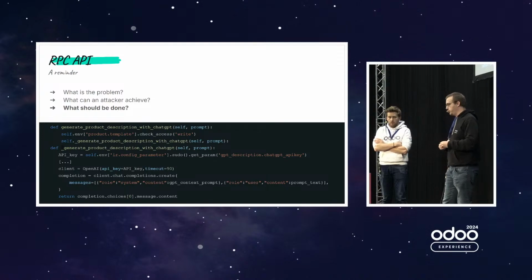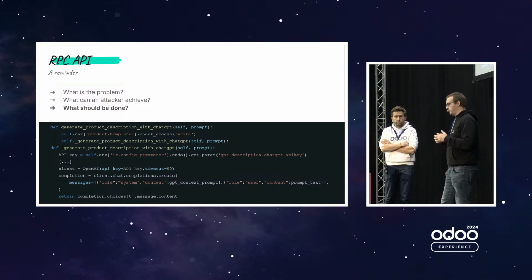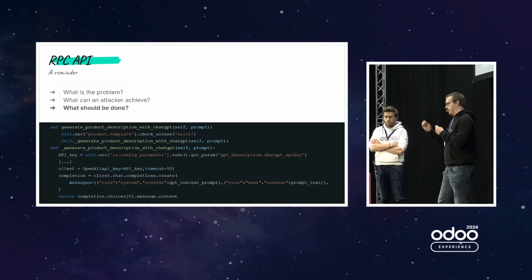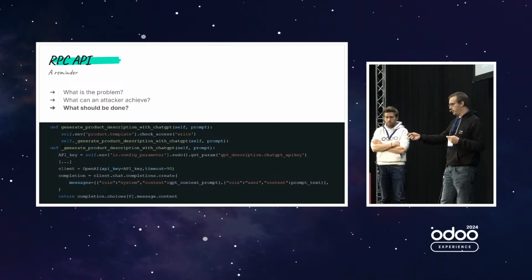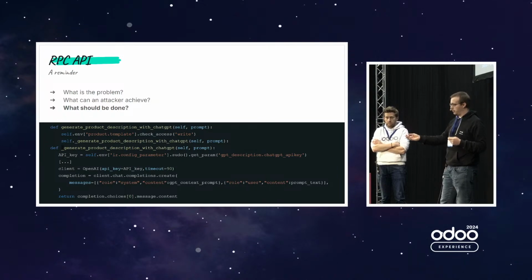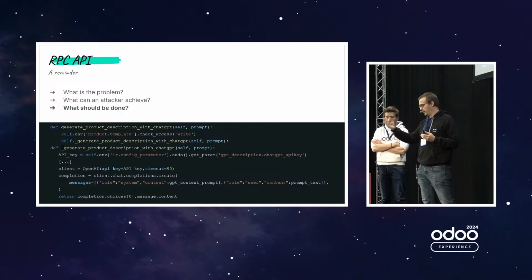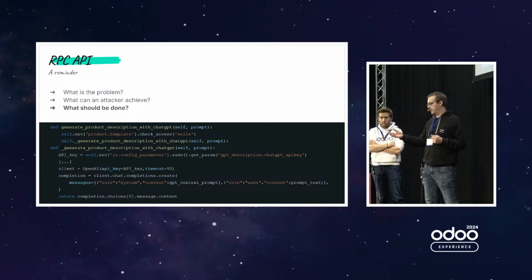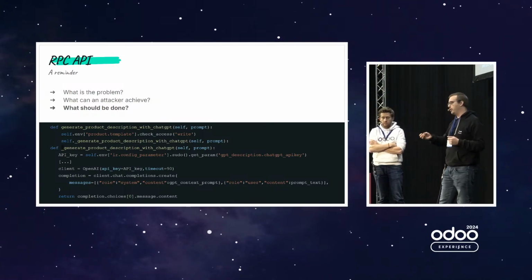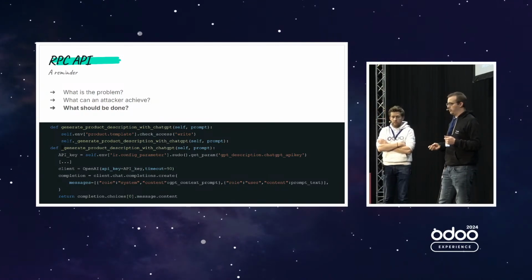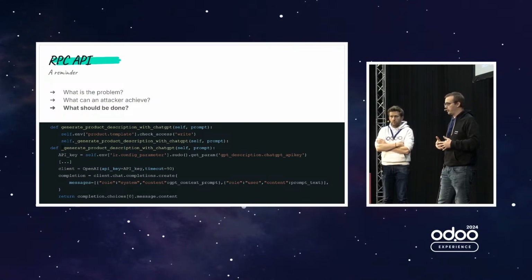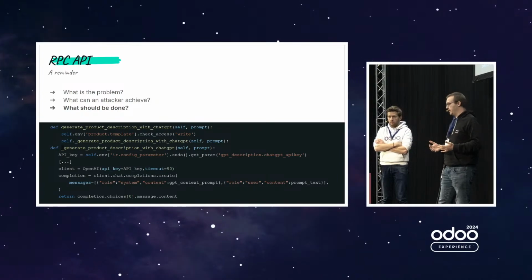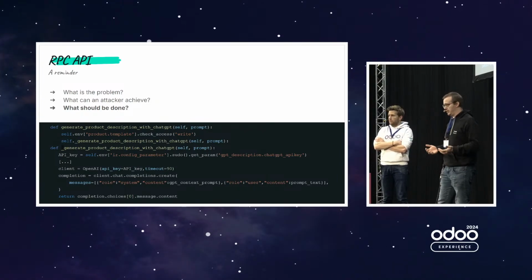So what should have been done? It should have been more restricted. This is one of the ways you can restrict it. You make a public function that is callable by any user, including portal users, which has an explicit access right check for the right to write on product templates. You usually want to only have these kinds of people generate product templates, so it makes sense that only they can use this API to ask ChatGPT for descriptions.